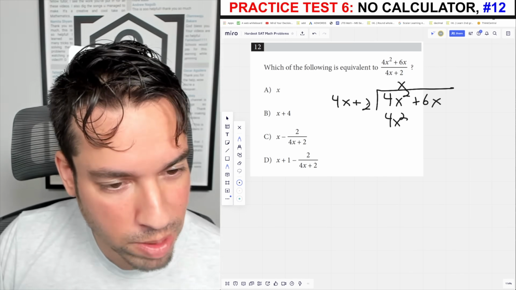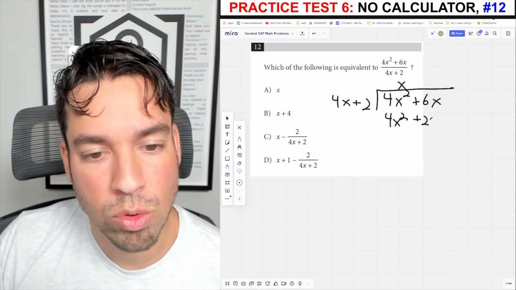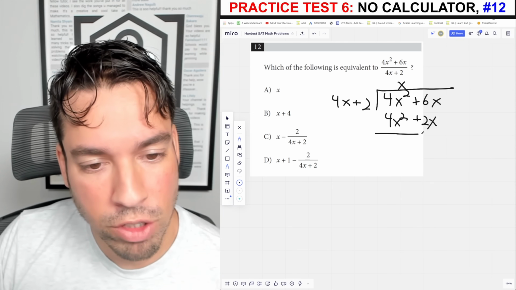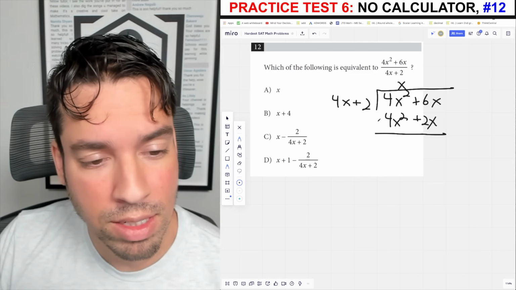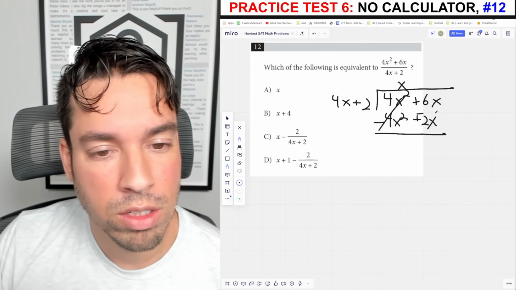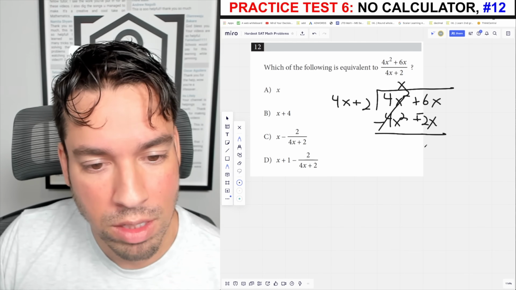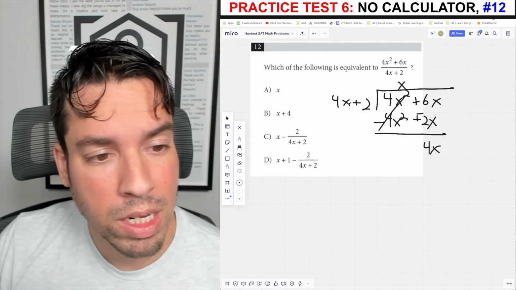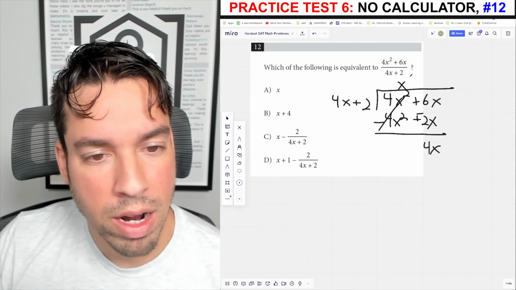But then we must also multiply it to that term, and that's 2x. Now, just like in regular long division, we're going to subtract. But what I like to do is I say negate, negate. Those cancel out. 6x plus negative 2x is 4x. And now we repeat. 4x plus 2 goes into 4x how many times?